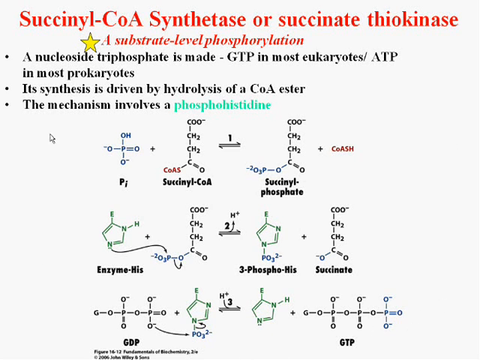Please keep this in mind. It's the only reaction in the TCA where I have a substrate level phosphorylation. So it's the succinate thiokinase or succinyl-CoA synthetase reaction. That's a very important point.